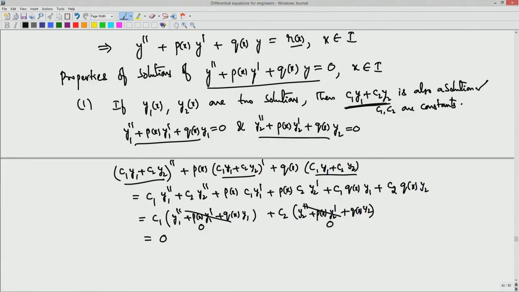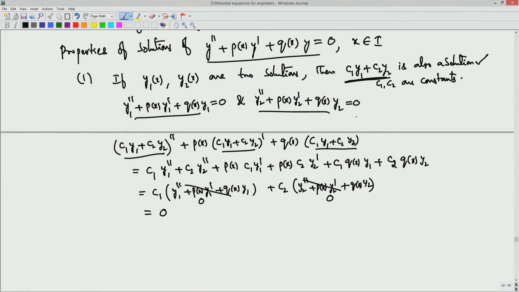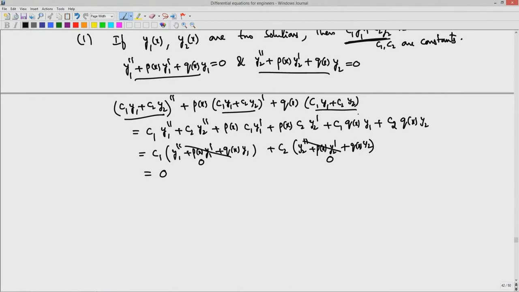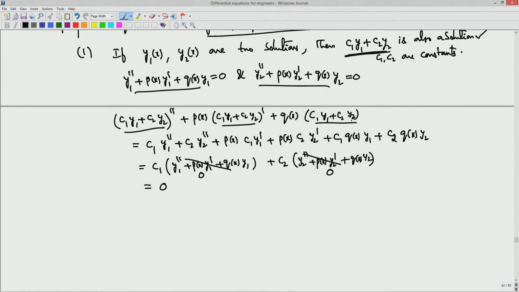The linear combination of two solutions y1 and y2 is also a solution. Before I proceed to give you some other properties, I define what is called independence. If I give you two functions, y1(x) and y2(x), they are not solutions of the equation, they are two functions defined on I. That means x belongs to I.